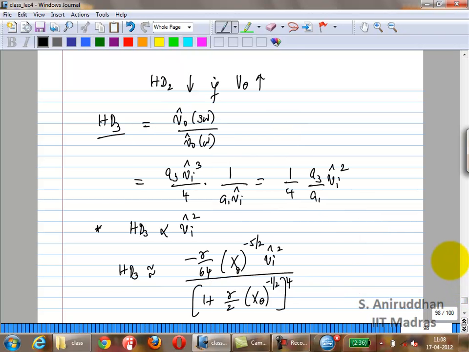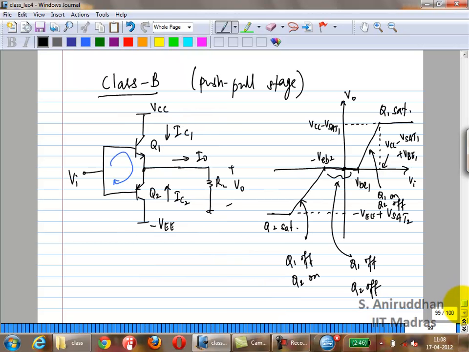Similarly, we looked at HD3 and we found that in this particular case it varied as the square of Vi, the input signal amplitude. Okay, so that was as far as the MOS class A amplifier goes. Then we started looking at the class B topology, what is called the push-pull topology. Everybody remembers this?